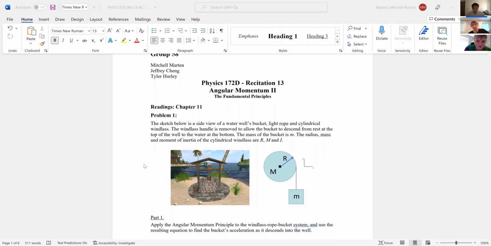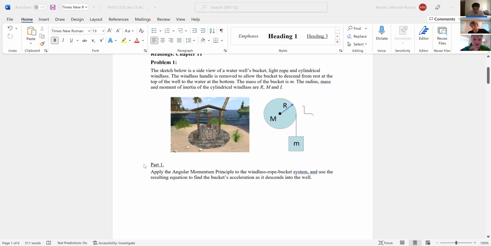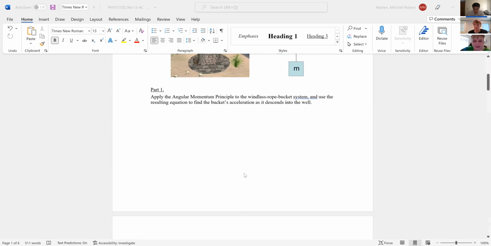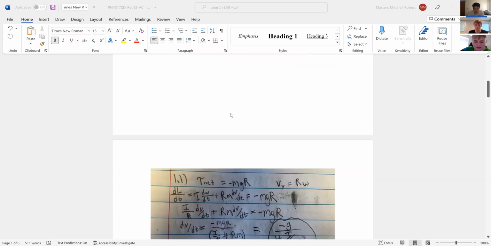So I guess the first problem is about a water well with a bucket on a rope that's attached to a cylindrical windlass. The handle's removed to allow the bucket to descend from rest, from the top of the well to the bottom. It gives us the mass of the bucket, the radius, the moment of inertia of the windlass, and so forth. Part one asks us to apply the momentum principle to the windlass and bucket system and use the resulting equation to find the bucket's acceleration as it descends into the well.